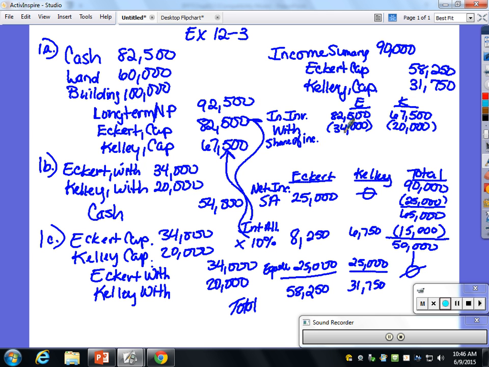So the share of their income for Eckerd was 58,250. For Kelly, it was 31,750. So that means ending balances were how much for Eckerd and then how much for Kelly? For Eckerd, it was 106,750. Okay, Kelly? $78,000? I got 78,750.